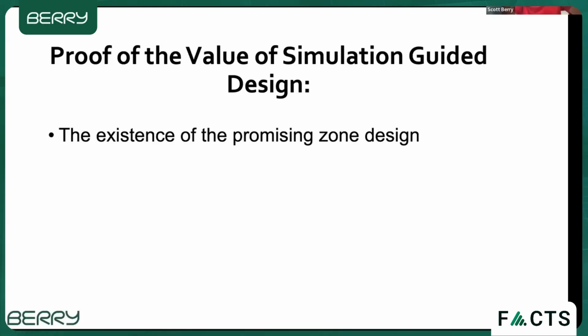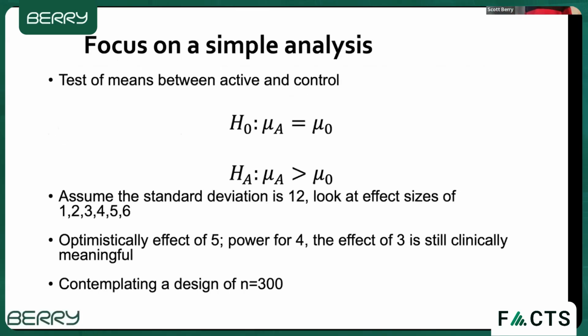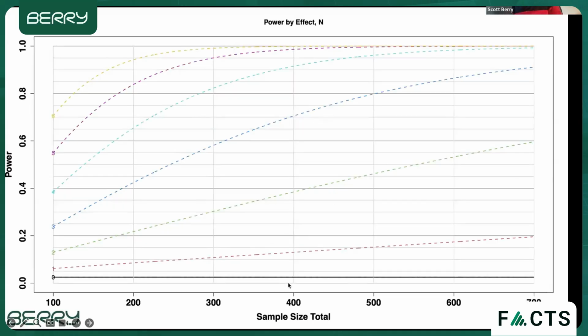And so here's an example of a comparison of a promising zone design and how we do an adaptive phase 3 trial. Very straightforward: standard deviation is 12, we have effect sizes from 1 to 6, and higher is better. Very generic scenario, with potential effects of the treatment, 1-to-1 randomized. The team is contemplating a design of 300, if they run a fixed trial.